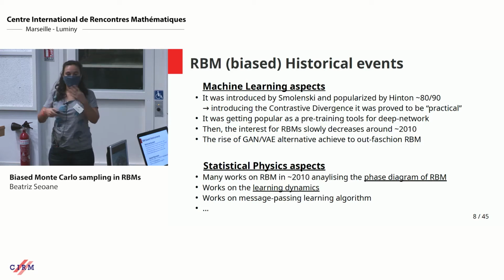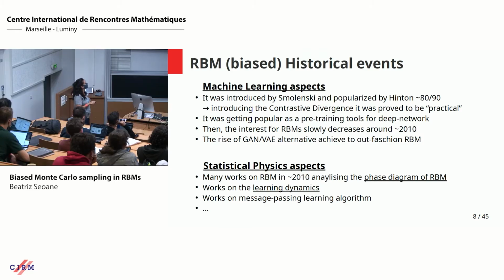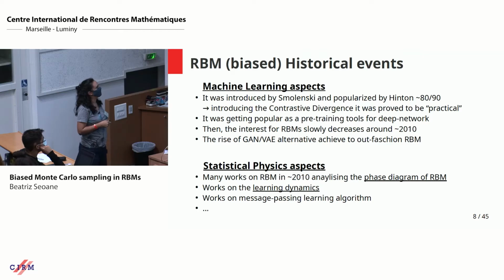But they were decreasing in time, especially for a lot of time. They were used as units, pretrained units for more deep network structures. But in the last years, they are a bit in decadence as generative models, and they have clearly been overtaken by GAN and variational autoencoder alternatives.